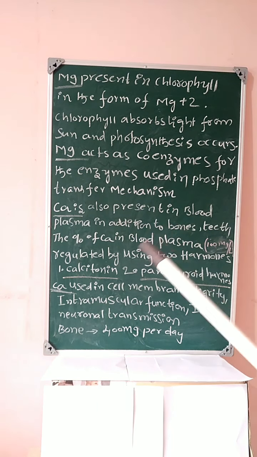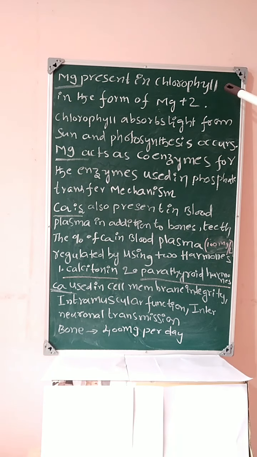Okay, students. Once again, briefly: magnesium is present in chlorophyll in the form of Mg+2. Chlorophyll absorbs light from the sun and photosynthesis occurs. Magnesium acts as a coenzyme for enzymes used in phosphate transfer mechanism. Calcium is also present in blood plasma in addition to bones and teeth. The concentration of calcium in the blood plasma is 100 milligram per liter, which is regulated by two hormones: calcitonin and parathyroid hormone. Calcium is used in cell membrane integrity, intramuscular function and intraneuronal transmission.